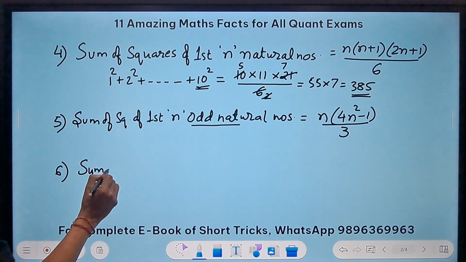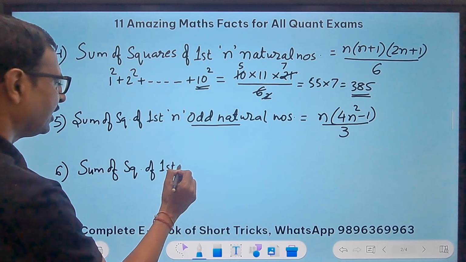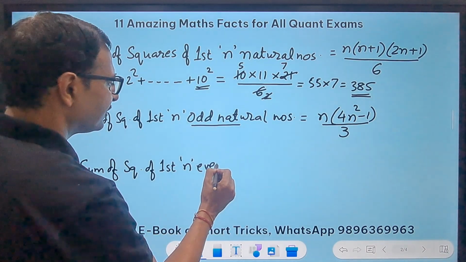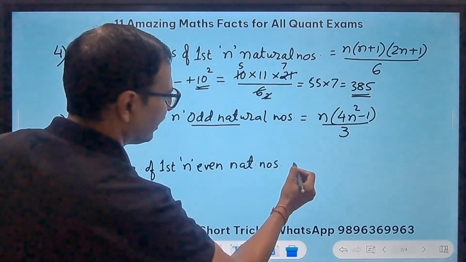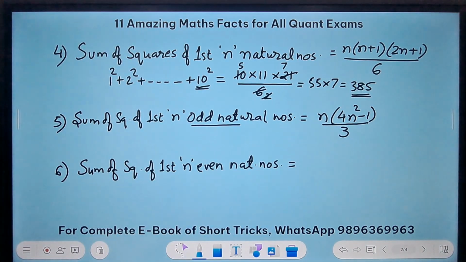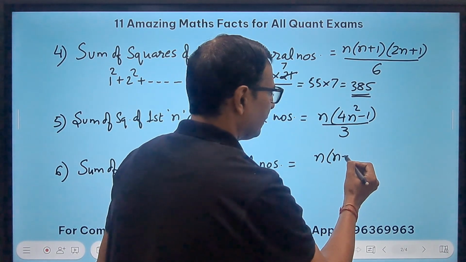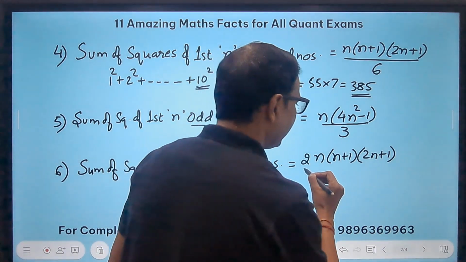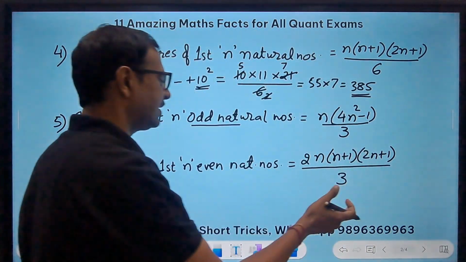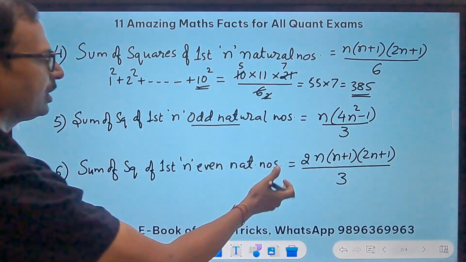Now the same thing with sum of squares of first n even natural numbers. So very interesting. Even natural numbers have a different formula than odd natural numbers. In this case, you have to write the same thing. All the factors here remain the same: n, n plus 1, 2n plus 1. Just multiply this by 2 and divide the result by 3. You get the sum of squares of first n even natural numbers.